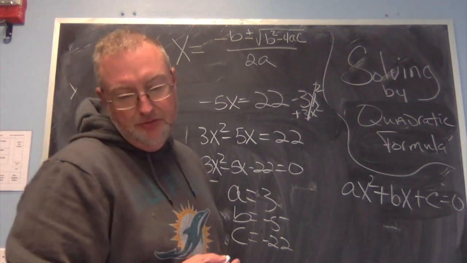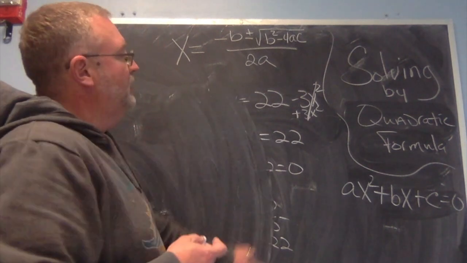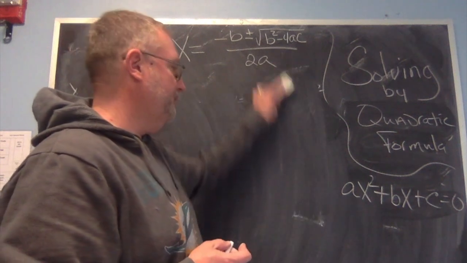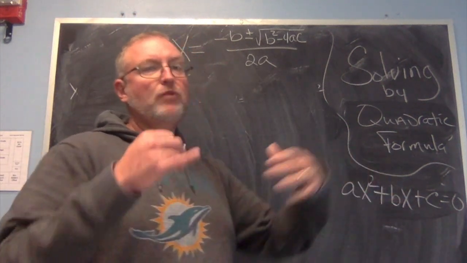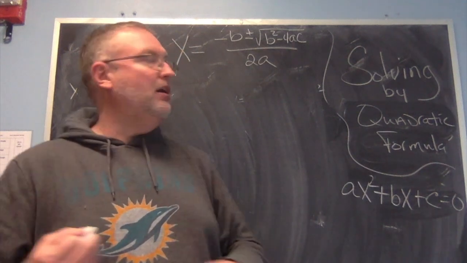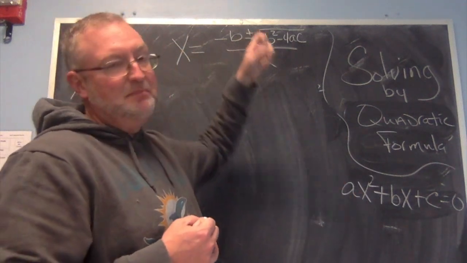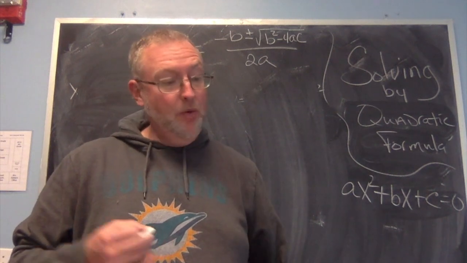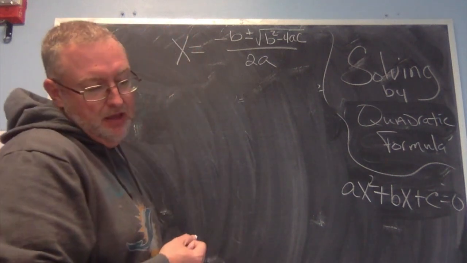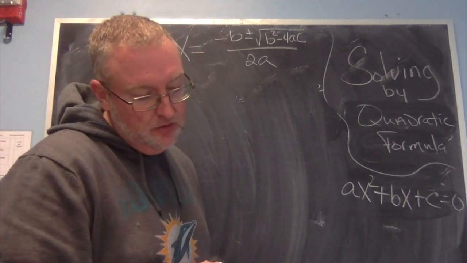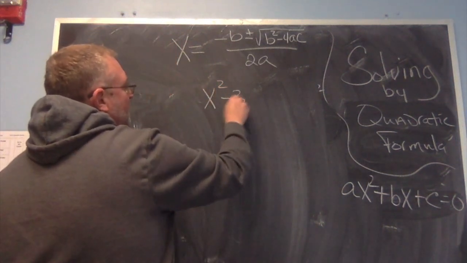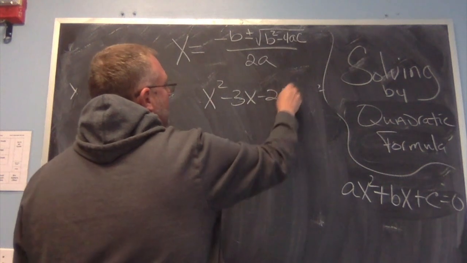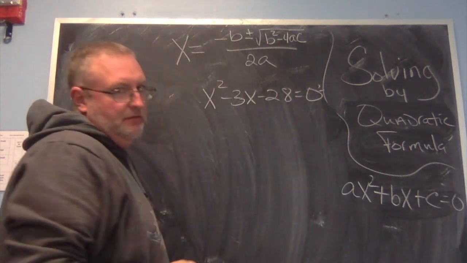Numbers 13 through 32. They want us to solve them. All right? So the way to do it is we have to get it in this form, recognize what A, B, and C are, use A, B, and C, and put it in this formula. Wow. Here we go. Number 13 says x squared minus 3x minus 28. So x squared minus 3x minus 28 equals 0.